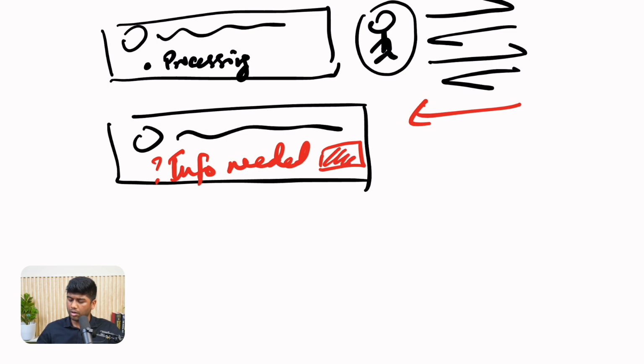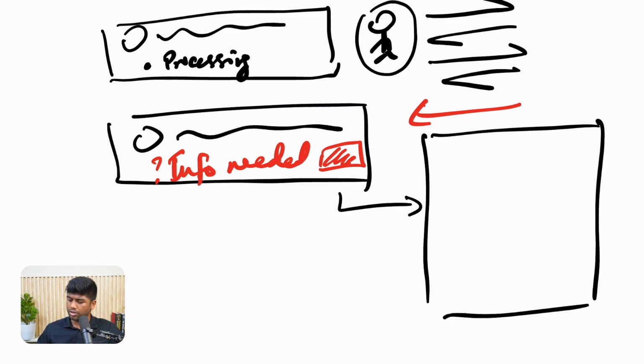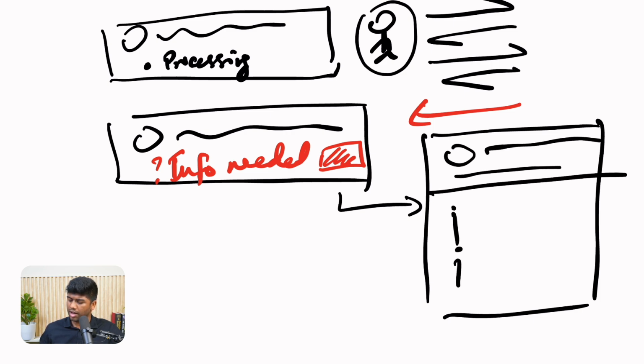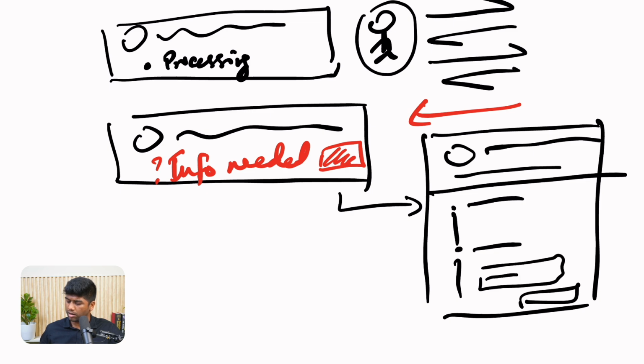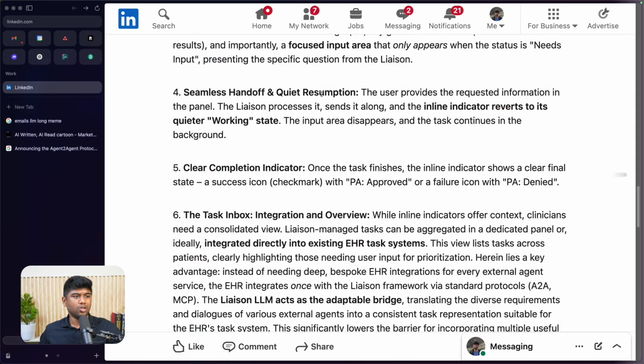And then from here, this goes into another panel. You're able to open up a bigger panel, and this has all of the context. It says, okay, this is the task, here's what I've done, maybe a timeline of different events. And then, what do you need right now? Just submit this particular thing, answer this particular question. So, seamless handoff and quiet resumption. The user provides the requested information in the panel, the liaison processes it, sends it along, and the indicator reverts to the quiet working state.